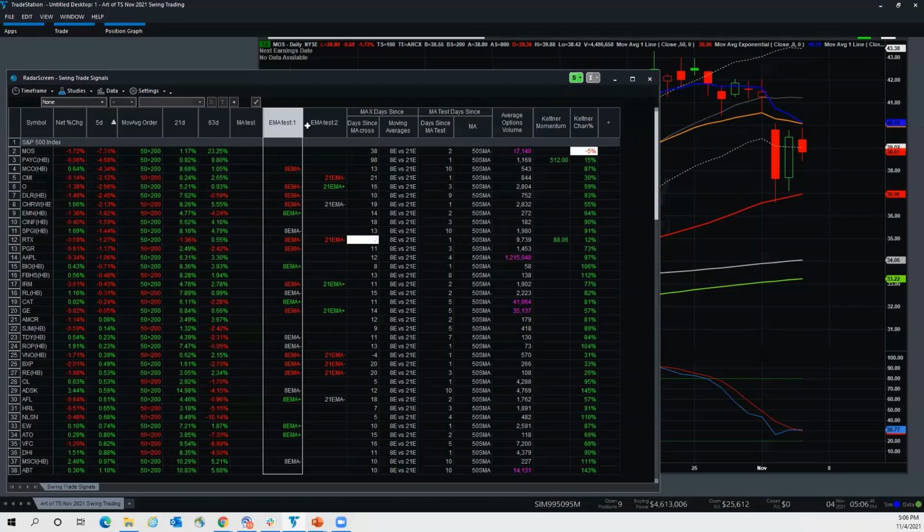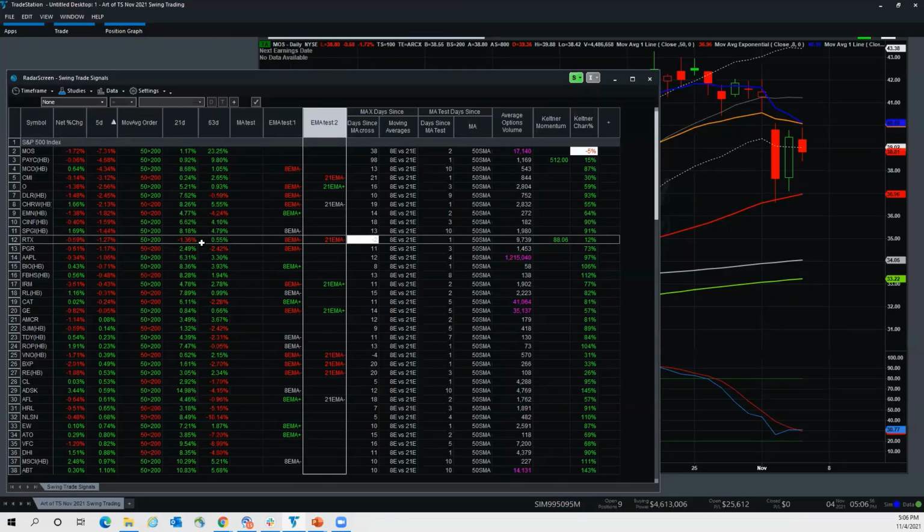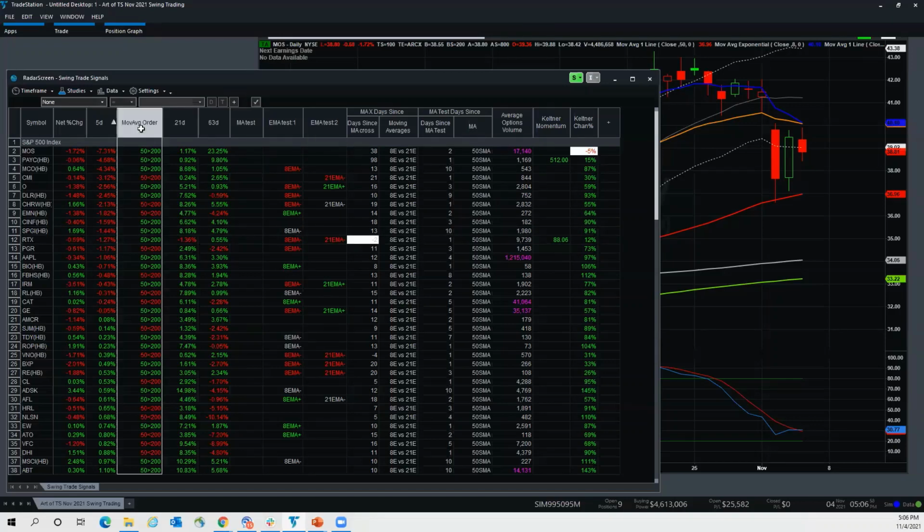For example, EMA test, there's two instances of it in this workspace. You're going to have to set 1 to 8 and 1 to 21. I don't know what the default values necessarily are. You might need to change it for moving average order as well. But the nice thing is I set it up like this, so it's always visible in front of you.